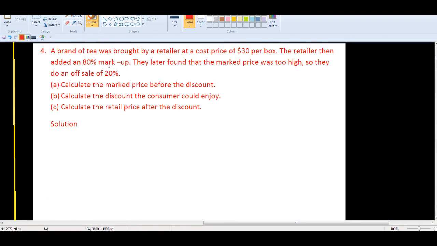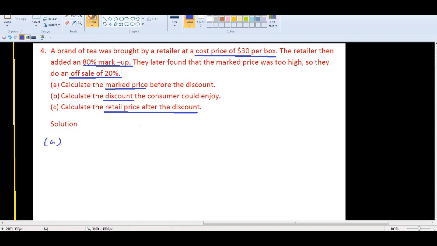A brand of tea was bought by a retailer at cost price, $30 per box. Remember that $30 per box is the cost price. The retailer then added an 80% markup. They later found that the mark price is too high, so they do an off sale of 20%. So there are lots of terms: 80% markup and then 20% off sale. You need to calculate the mark price before discount, calculate the discount, and also the retail price after discount. Let's do it one by one.